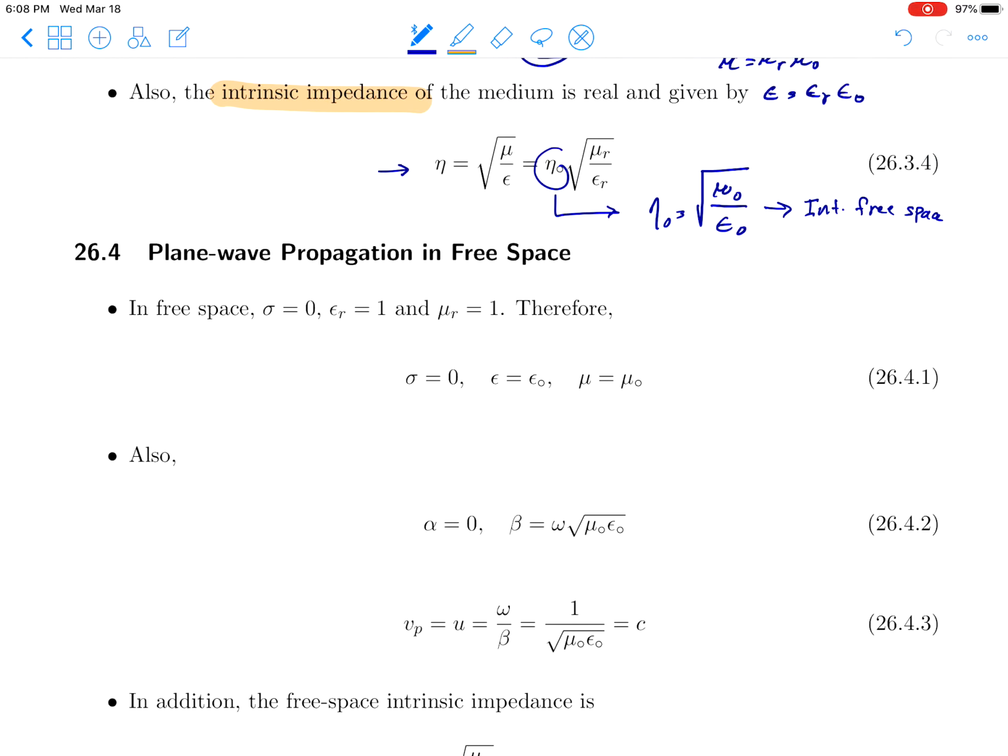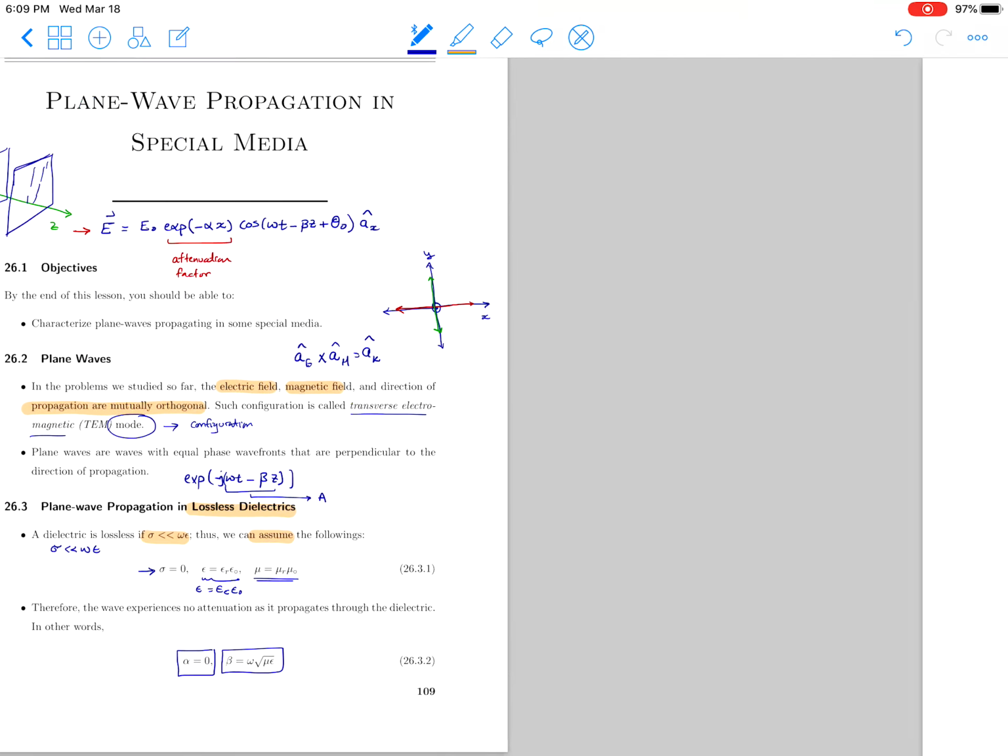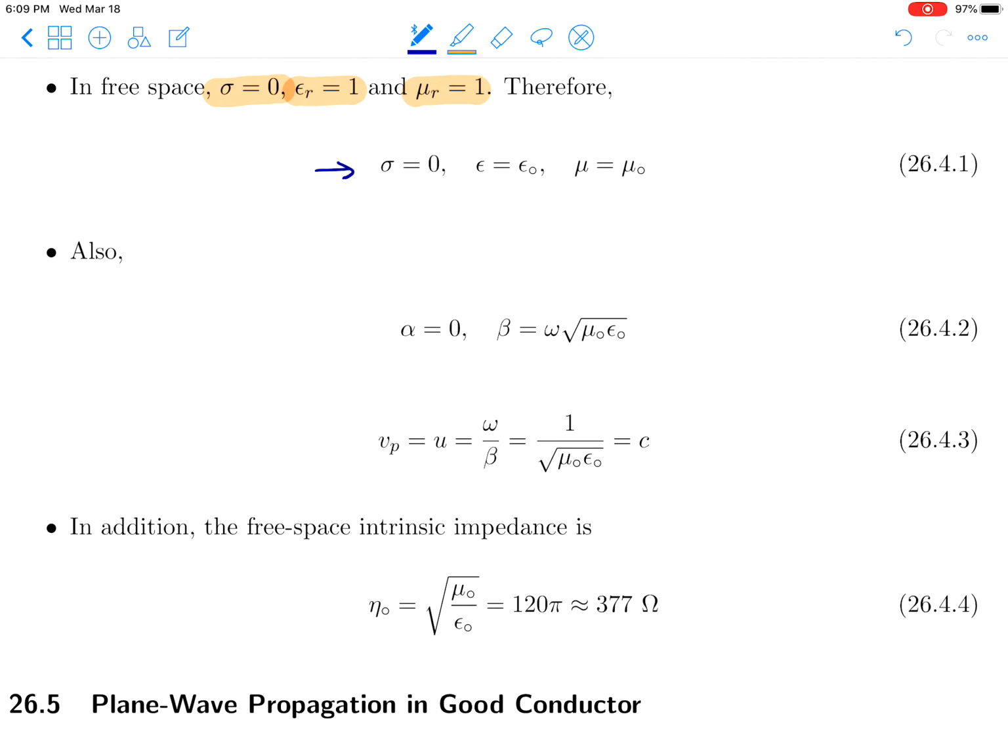So now let's go to free space. In free space, the relative permittivity is 1, the relative permeability is 1, and the conductivity is actually 0. It's not approximated to be 0, it's actually 0. Therefore, we have conditions similar to the case of a lossless dielectric.